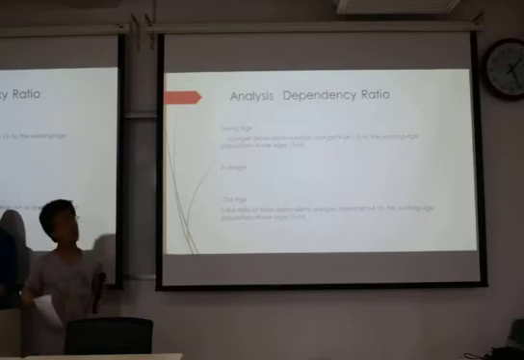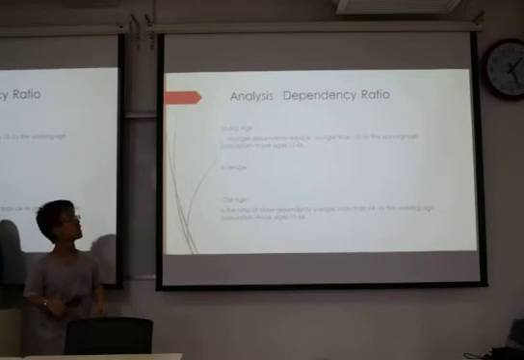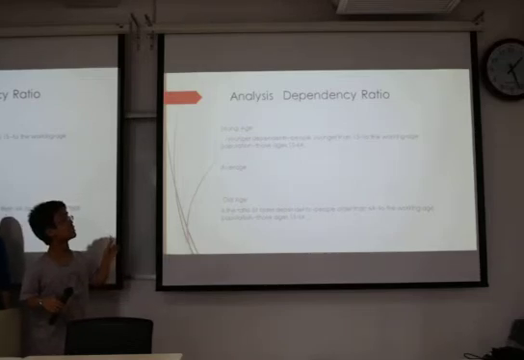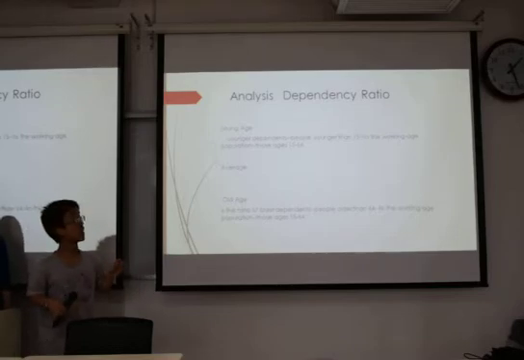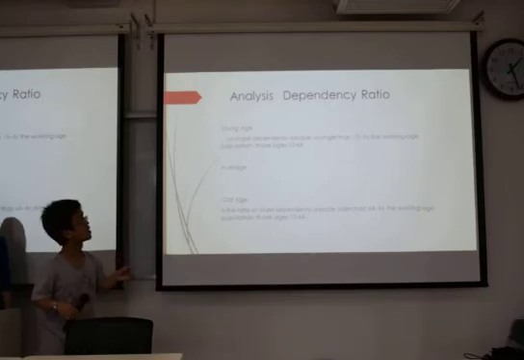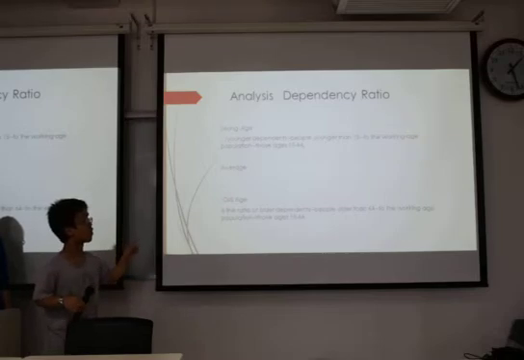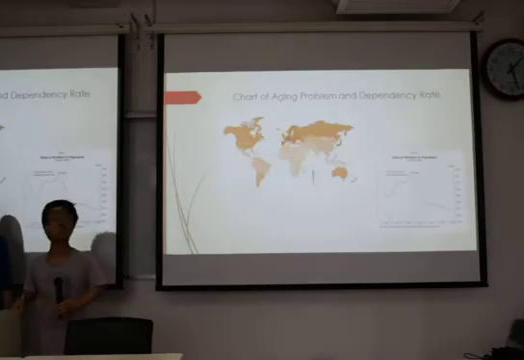And for this, we analyze the dependency ratio because there are three kinds of dependency ratio. One is the young age, one is the average, and one is the old age. Young age dependency ratio means the ratio of the younger generation to the adults. And the old age dependency ratio is the ratio of the old generation or elderly to the adults, the labor force.